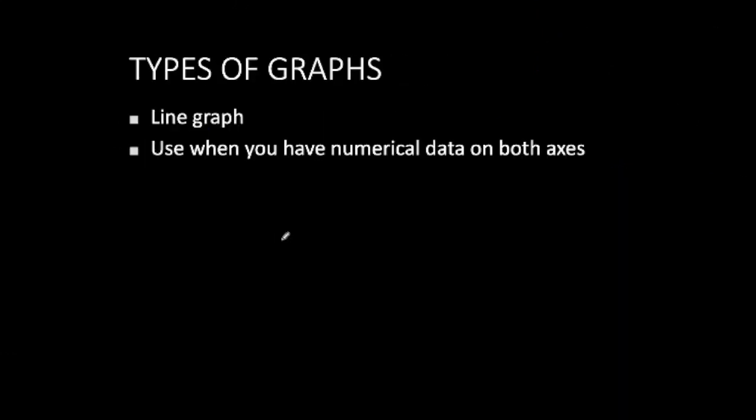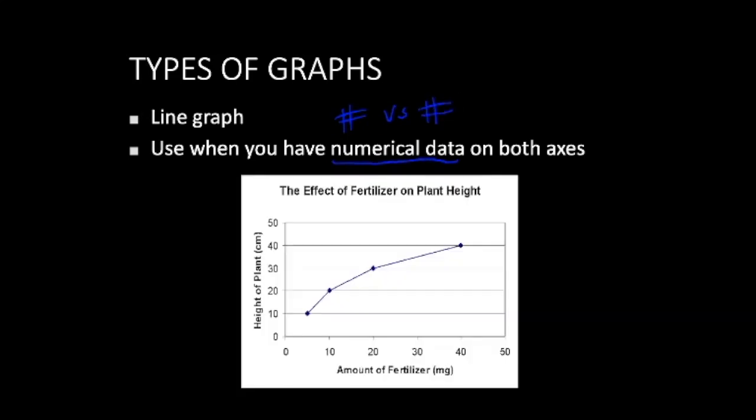Let's look at the three main types of graphs. There are many types, but these are three basic ones. The first is a line graph, and you use this when you have numerical data on both axes. So here you graph a number versus a number. Here's an example of a line graph. On the x-axis we have the amount of fertilizer, and on the y-axis you have the height of a plant. We are graphing numbers versus numbers, and that's why it translates nicely to a line graph.